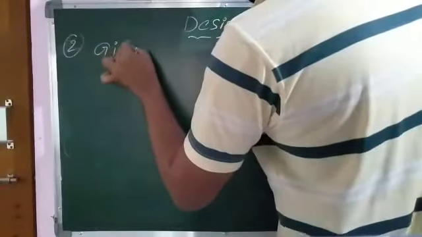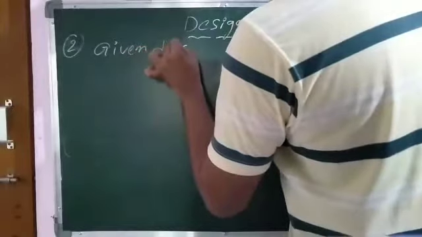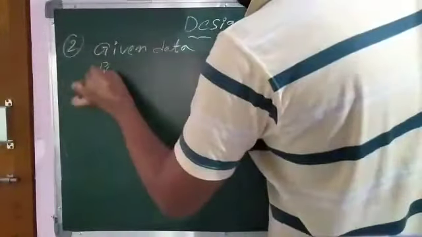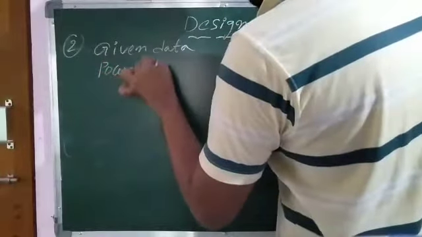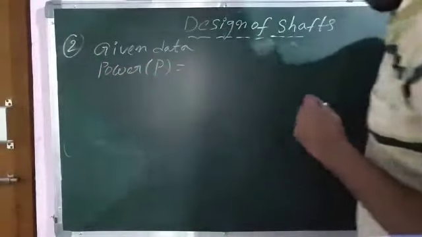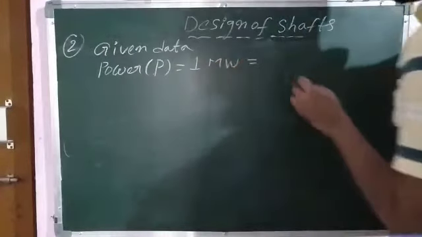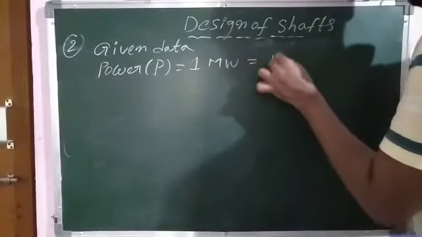First of all, let us write the given data. What is the given data? The first step is the given data. Power is given, the power transmitted by the shaft. P is equal to 1 megawatt. So convert megawatt to watts. 1 megawatt is equal to 10 power 6 watts.